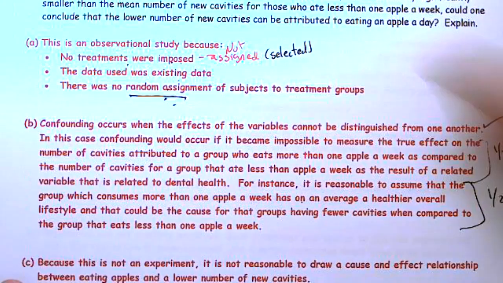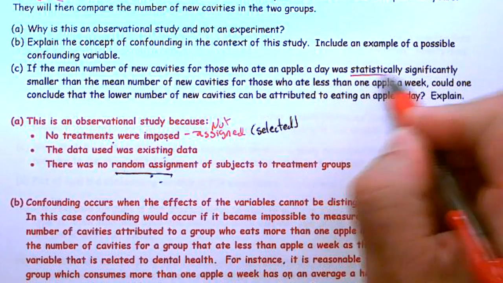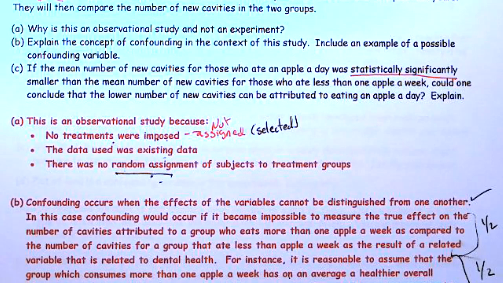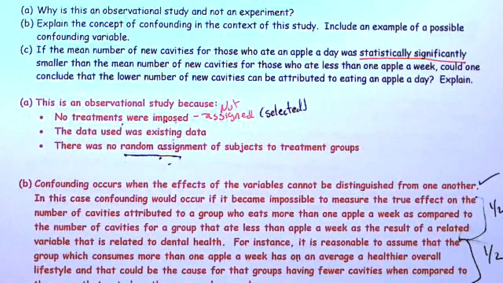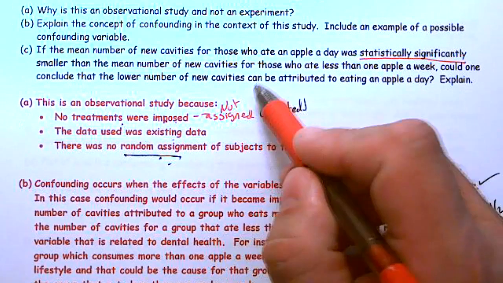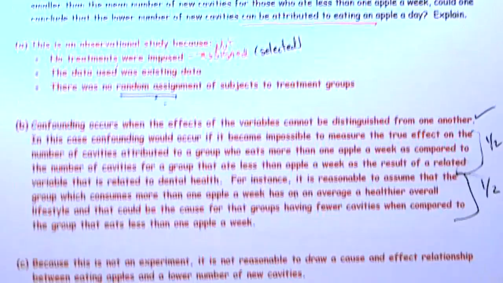All right, part C. If the mean number, or the average number, of cavities for those who ate an apple a day was statistically significant, okay, so they're telling us this is statistically significant, there is a difference, then the average number of new cavities for those who ate less than one apple a week, could one conclude that the lower number of new cavities can be attributed to eating an apple a day? Explain. Careful. This is an observational study, so we can't make that conclusion.